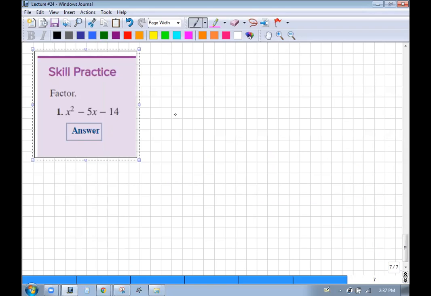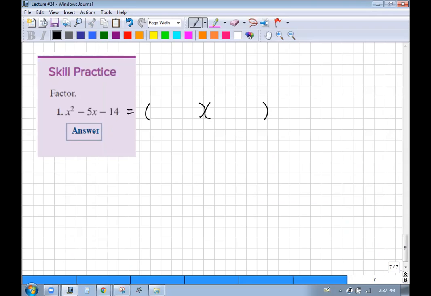Okay, this one. So we know it looks like this. We know we need an x and an x because that's going to give us x squared. I need two numbers that multiply to give us negative 14, but add to give us negative 5. So if we think about all the numbers that multiply to give us negative 14, we got negative 14 times 1, or 1 times negative 14, but they don't add to give me negative 5.